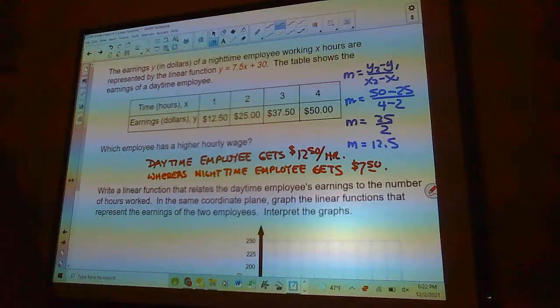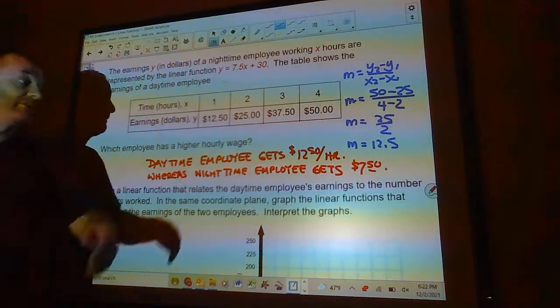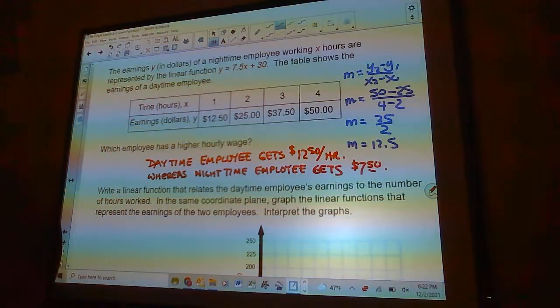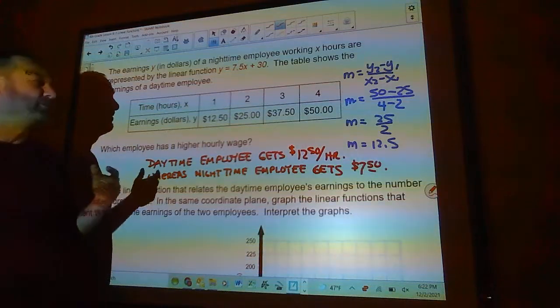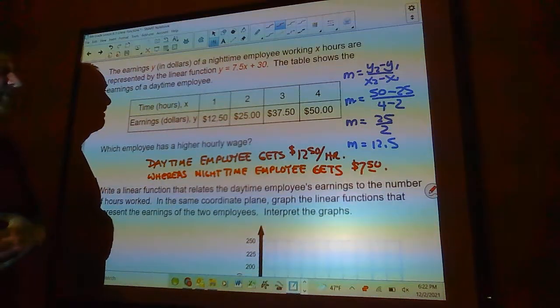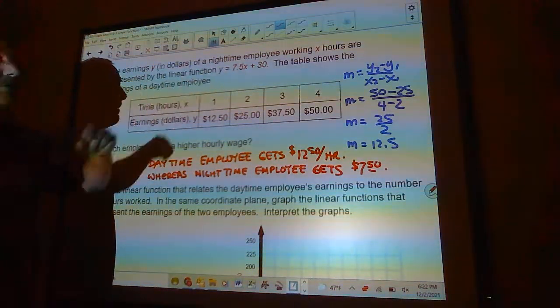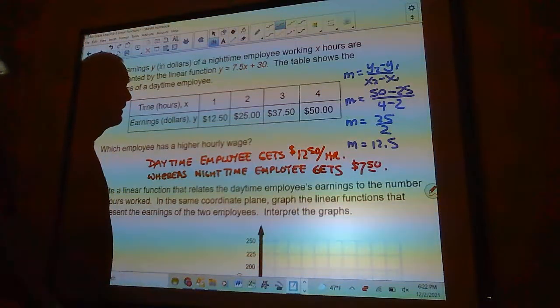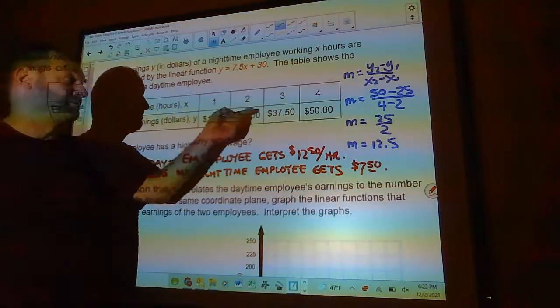Now, they do get a $30 bonus. So if you were going to be called into work for, say, an hour or two, this would be a better deal for you. Anything longer than that, then this would be a better deal for you.